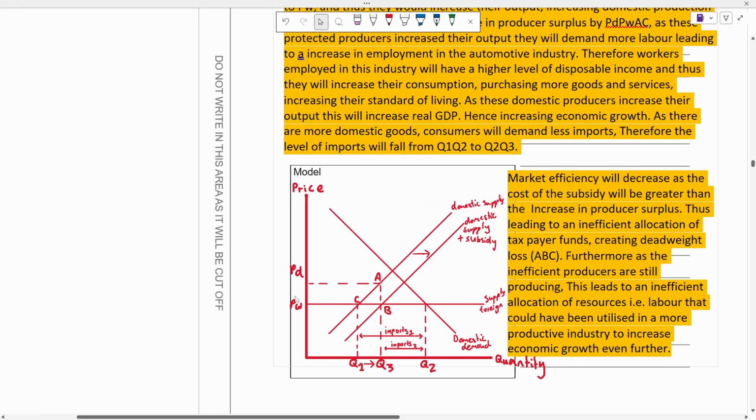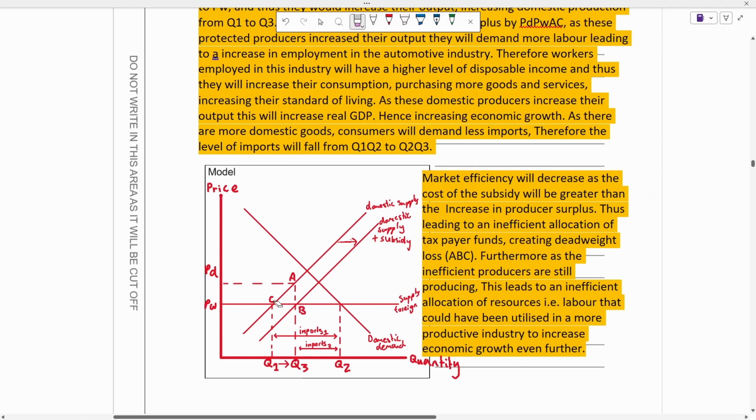So here you can see how there's no arrow for the price. And the reason why there's no arrow going from PW to PD is that it would indicate that domestic producers are charging a higher price, even though they're not. This difference here from PW to PD just basically shows the amount of money that the government is giving to these domestic producers. So PD is how much the domestic producers are earning after the subsidy. PW is how much they were earning before the subsidy.